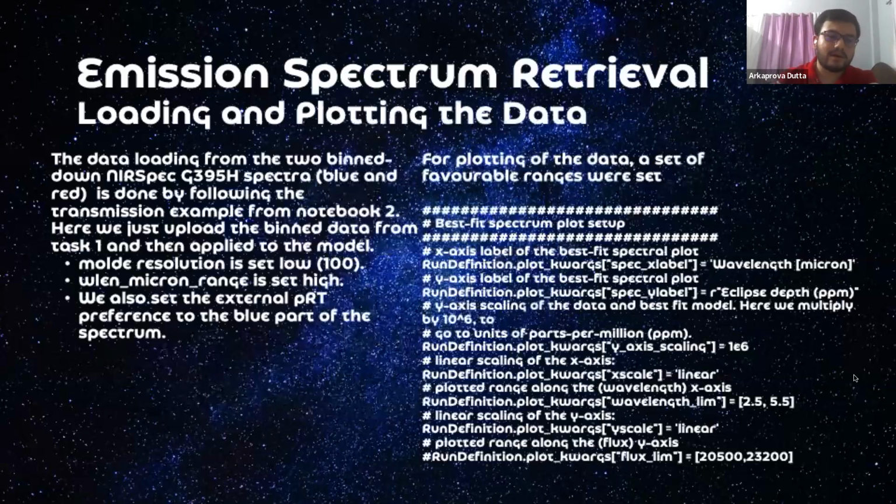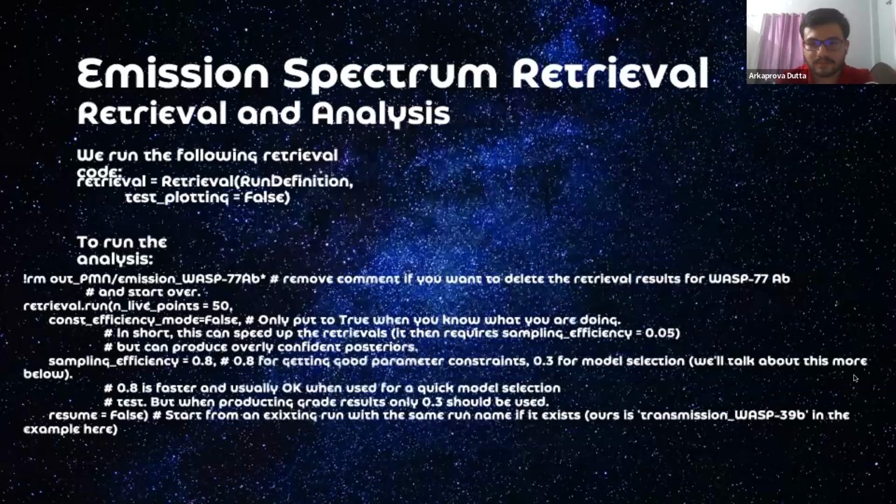This is where we describe the loading and plotting of the data. So we load the data from the NIRSpec G395H spectrum for both the blue and red parts. The code was completely given there, and for the best fit spectrum also, there was a suggested section, and we just followed that one. Next slide.